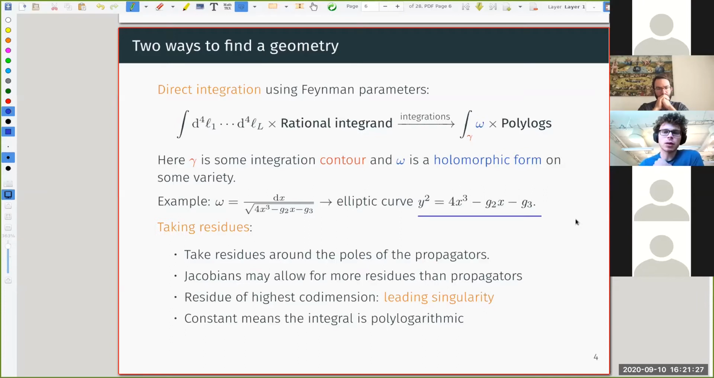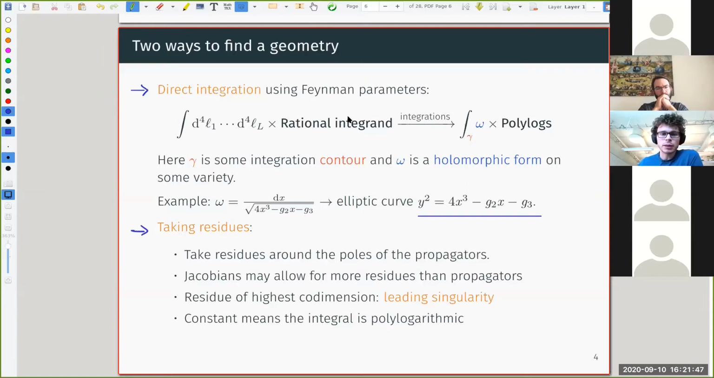Okay, so that's how we can do this direct integration method. That's the one way to do this. And then we can also take a shortcut here, because maybe we don't really care about all these polylogs, but if we just want the geometry, we can also get this form by taking residues. So that's the second approach here.